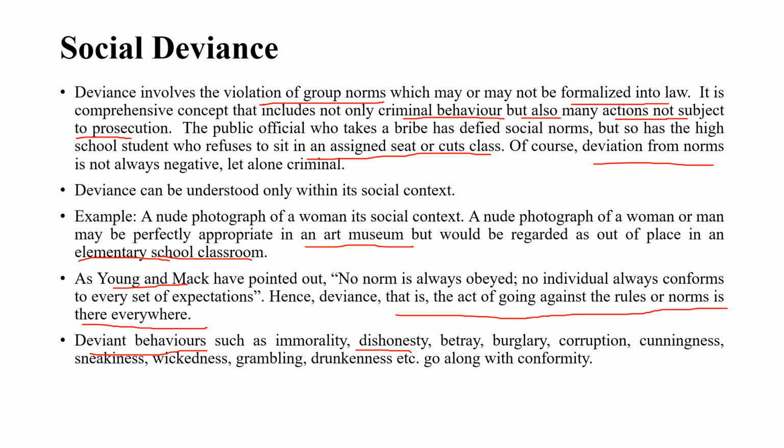So that's dishonesty, but that's also deviant because you're not getting punishment for it, right? Betrayal, burglary, corruption, cunningness, sickness, sneakiness, wickedness, gambling, drunkenness. These are some of the behaviors that go along with not conforming to the mores and the normative system. So these are some of the examples.